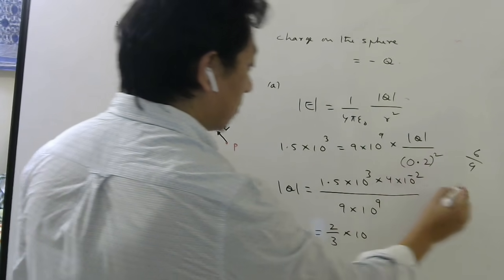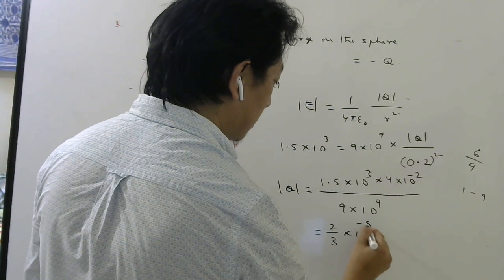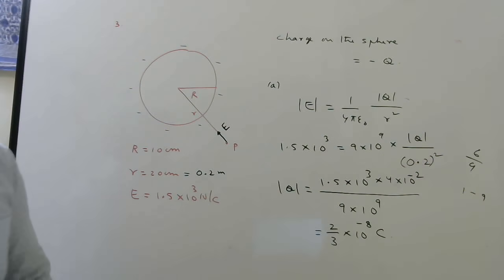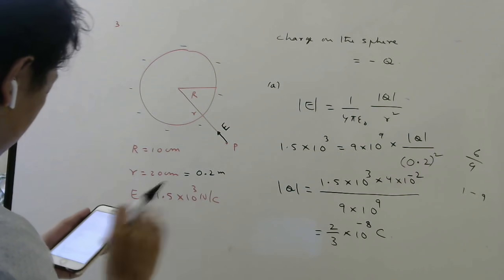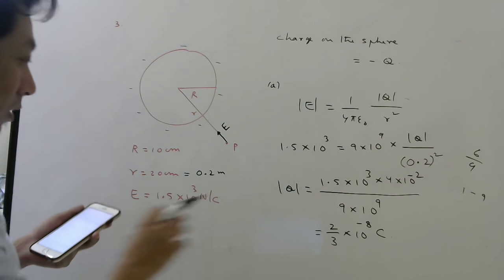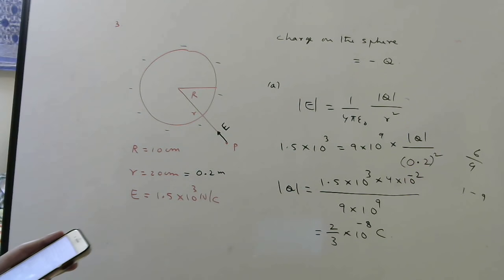9 will go up, minus 9. 1 minus 9, minus 8 coulomb. So that would be the charge. Then you can divide 2 by 3. Fine. So this part we have done. It will come to some 0.666 like that. Okay, so this is done.